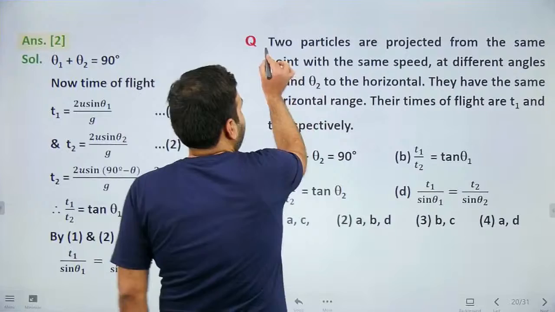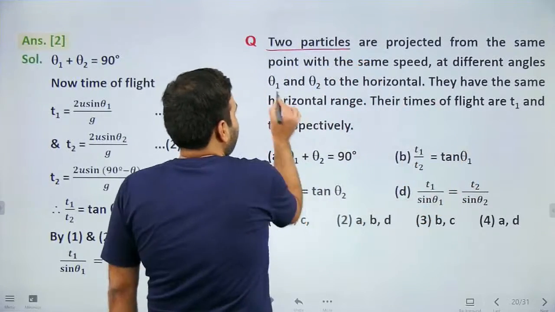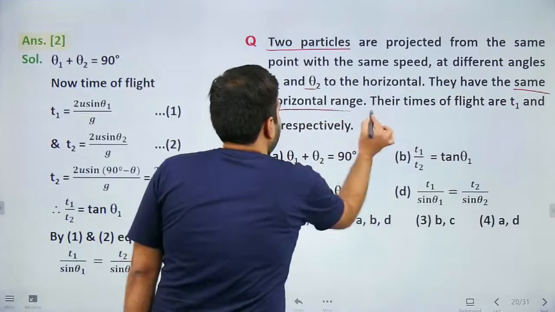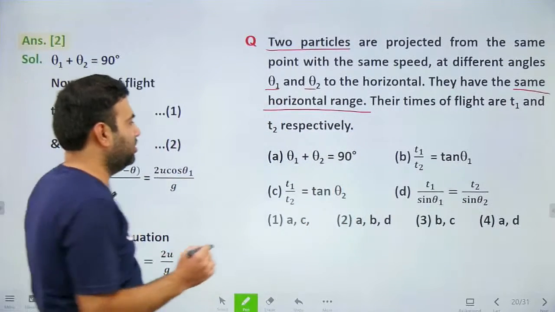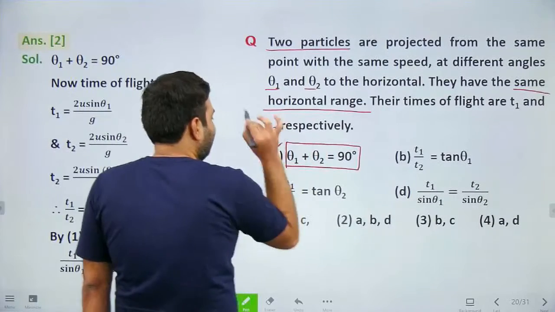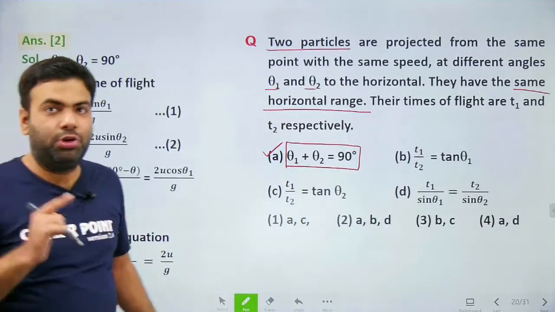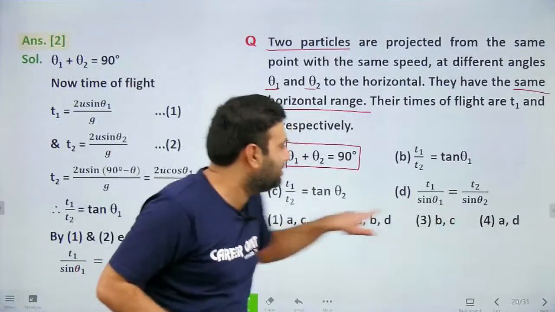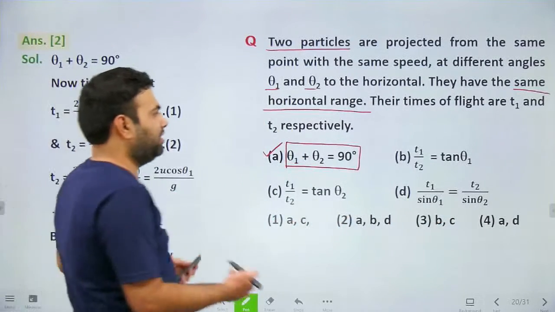Okay, we have 2 particles. They are projected with angles theta1 and theta2, and they have the same horizontal range. Because they have the same horizontal range, theta1 plus theta2 is equal to 90 degrees. So statement A is correct. But as I told you, this is not the option. This is the statement. Options are these. Now let us find out the time of flight.